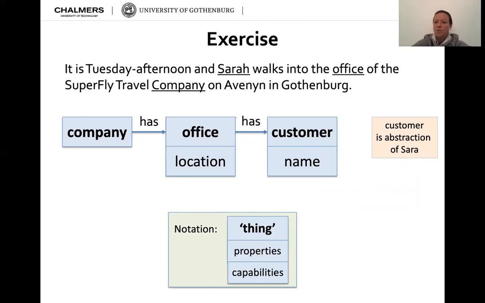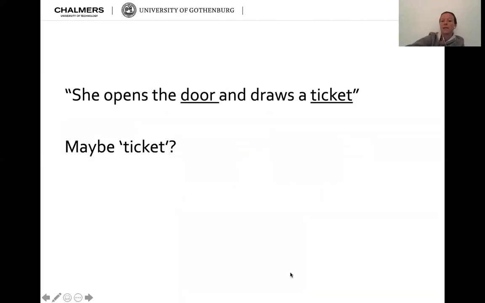And apparently we are not quite sure how to spell her name. So the notation for this one is on top we have the thing, and then underneath we have the properties, and then underneath we can have the capabilities. We haven't talked about those capabilities yet, but those are the things that that person can do. Next one, she opens the door and draws a ticket. Are we going to need to model the door in our system? Probably not. That has nothing to do with the business processes that we can support here. Is the ticket relevant? Maybe.